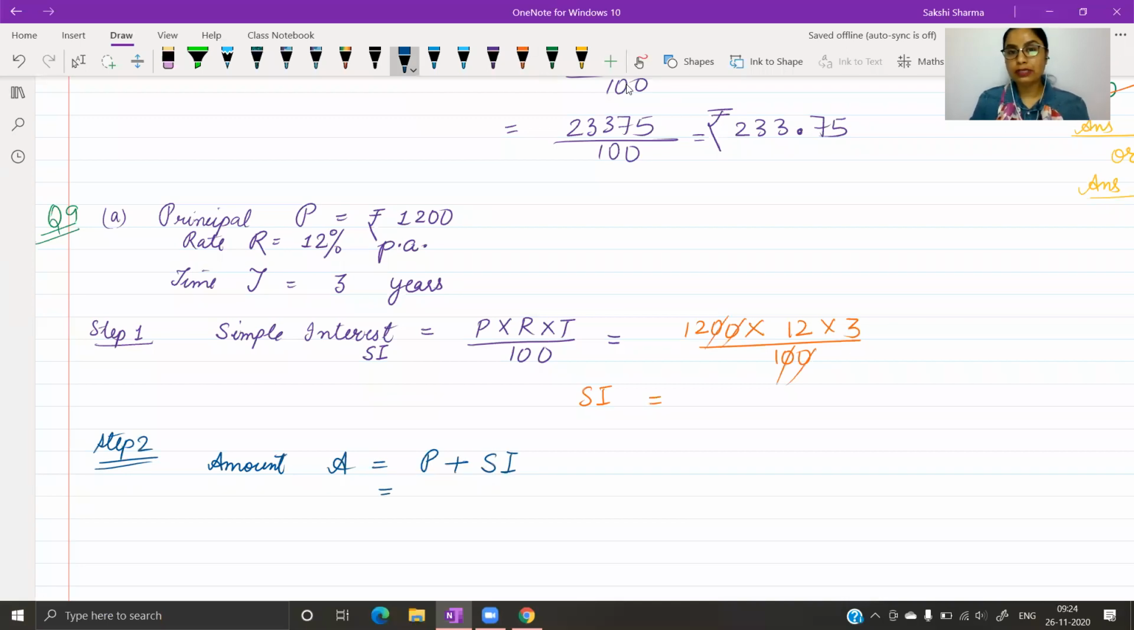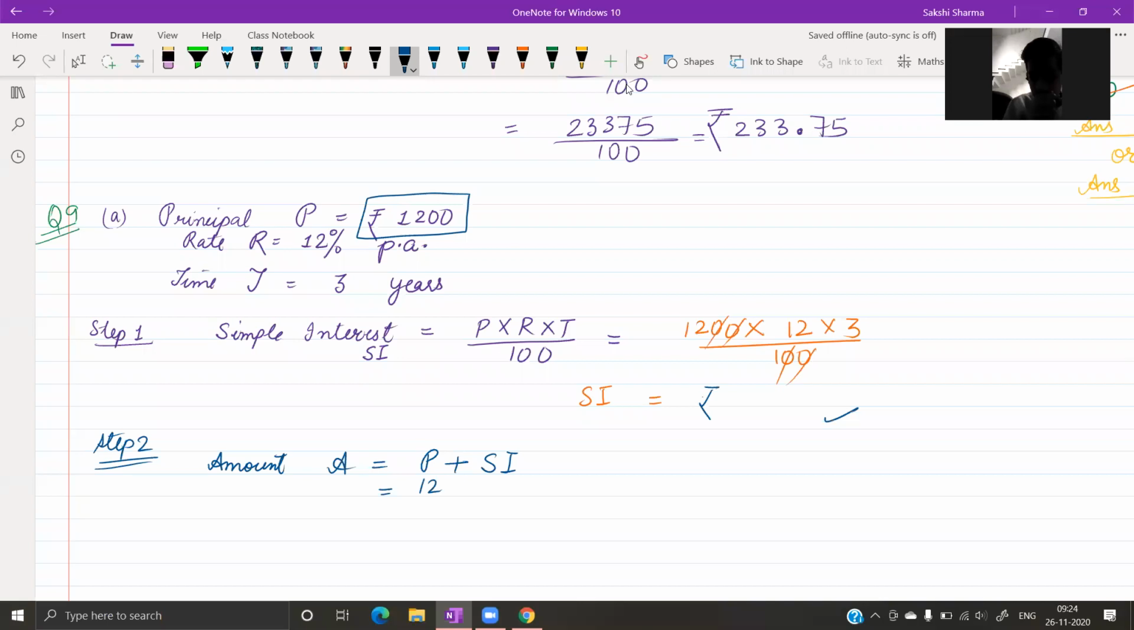Now we want to find out the amount. So I would like to take the principal and the 432 simple interest. I will add the two. Ma'am, 432 is the amount. 432 is the simple interest. Yes, ma'am. Amount will be the sum of principal and simple interest.